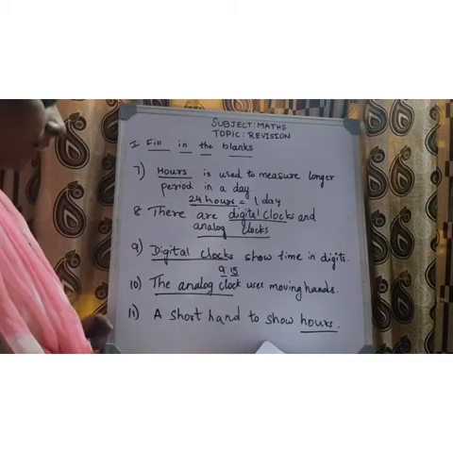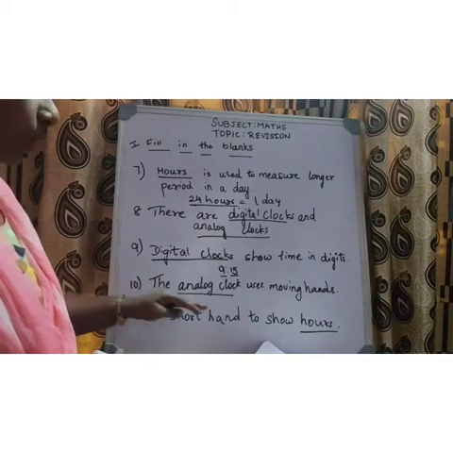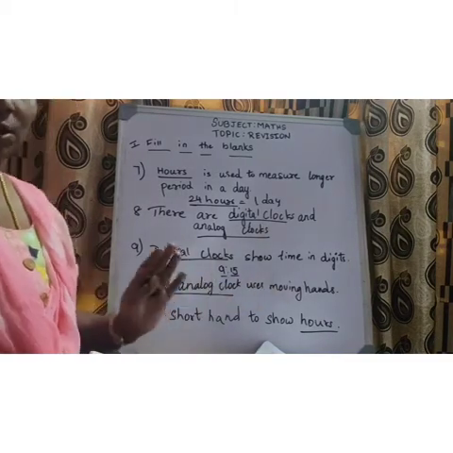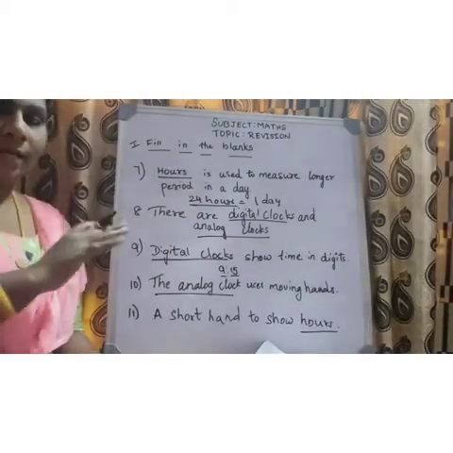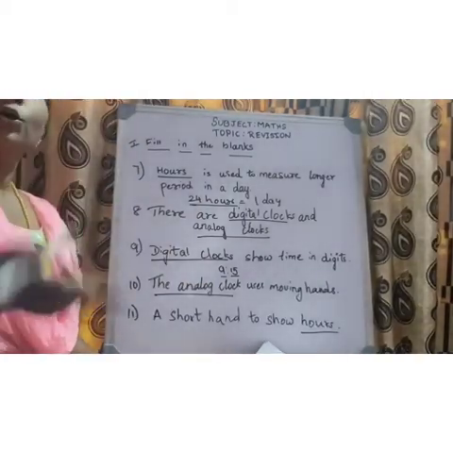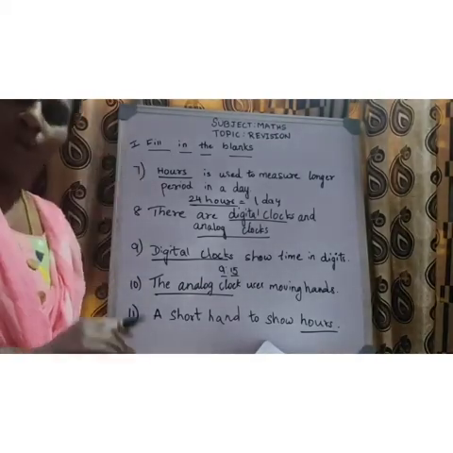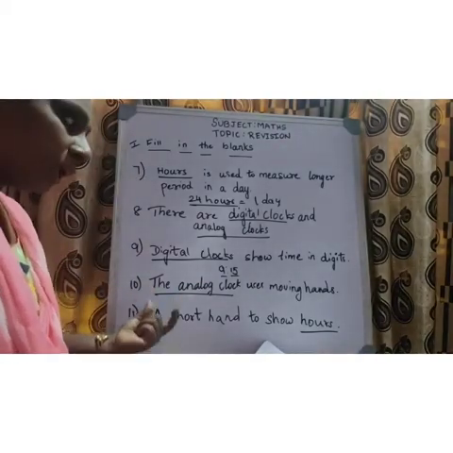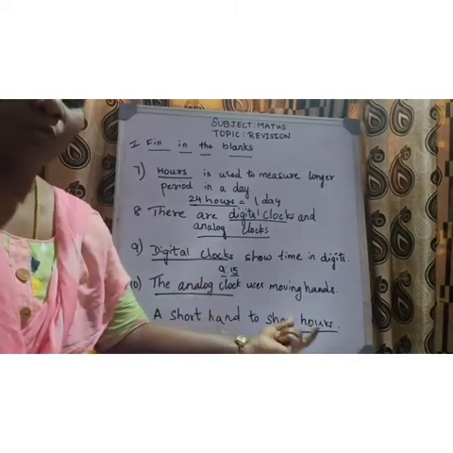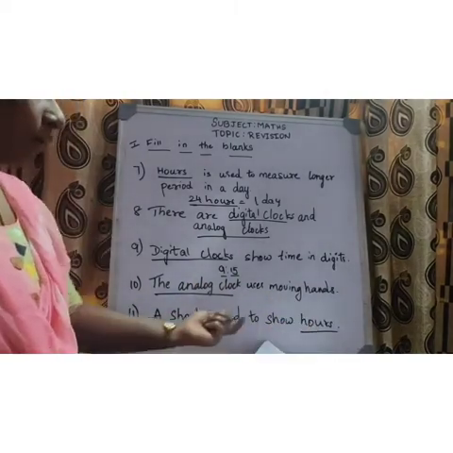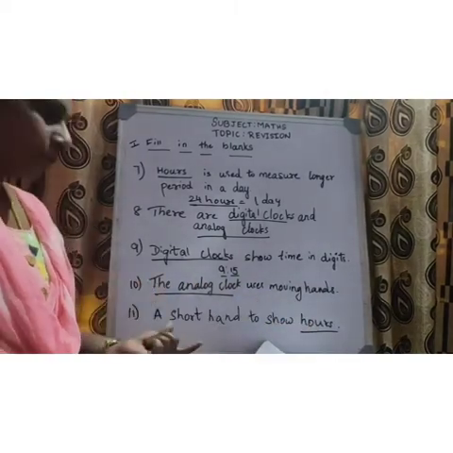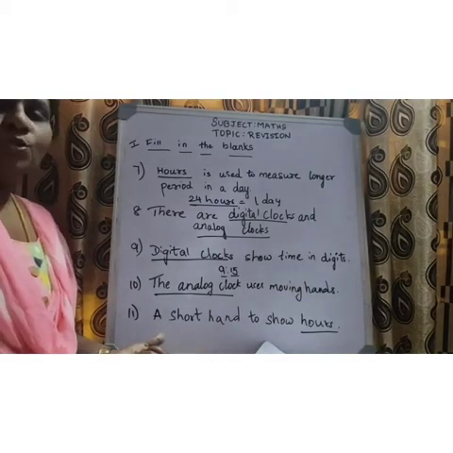Okay, understood, children? The next one is, analog clock uses moving hands. So you have seen the clocks, right? I have shown you the clock. It has the two hands. It has the moving hands. The clock hands keep on moving, right?